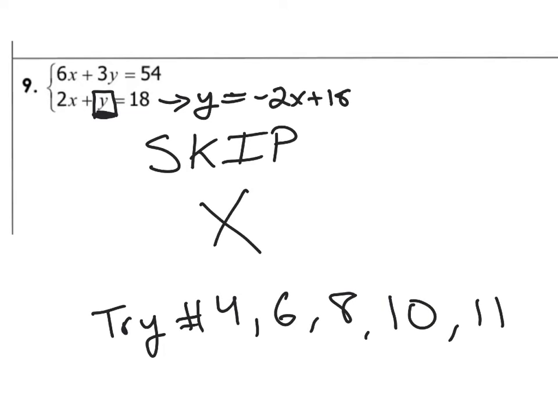Okay, it doesn't always have to be the top problem that you're solving for. Look for the variable with no number in front of it. Okay, and then solve for that. And then what you do is substitute this piece back in for the variable y in the other equation.